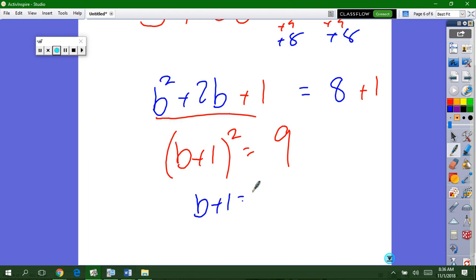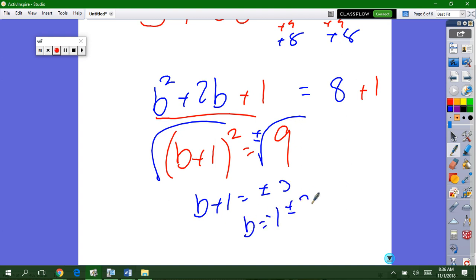So b plus 1 equals, notice taking the square root, plus or minus 3. Remember doing this stuff? b equals negative 1 plus or minus 3. So our answers come out to be negative 1 plus 3, which is 2, and negative 1 minus 3 becomes negative 4.